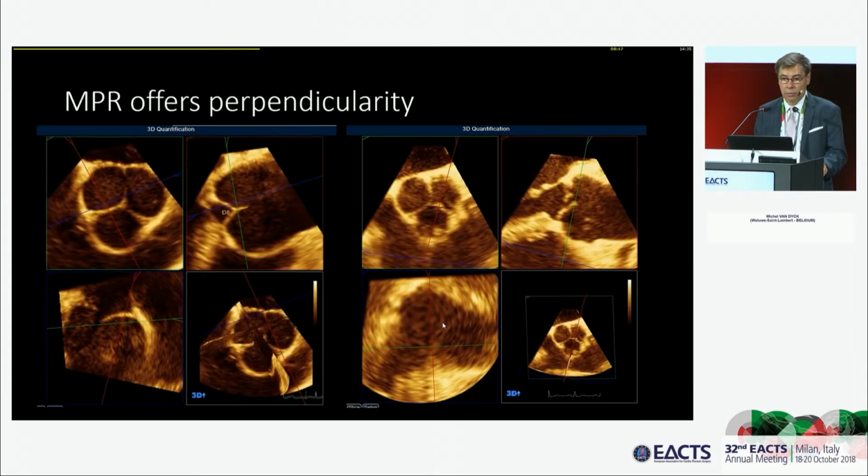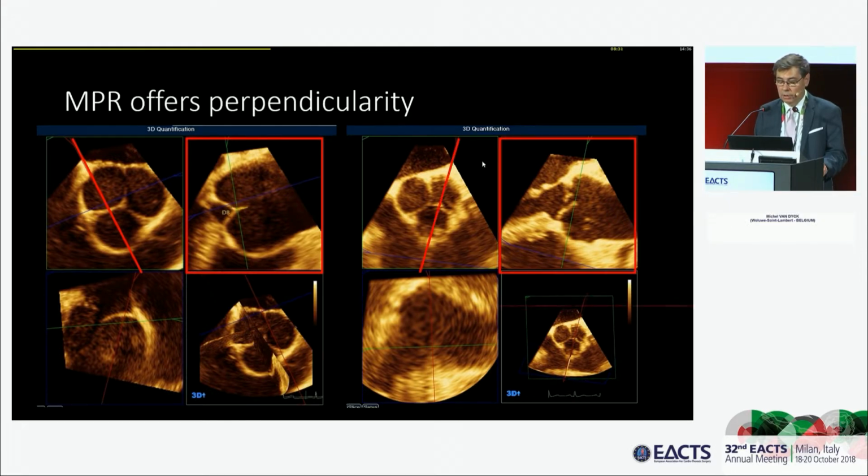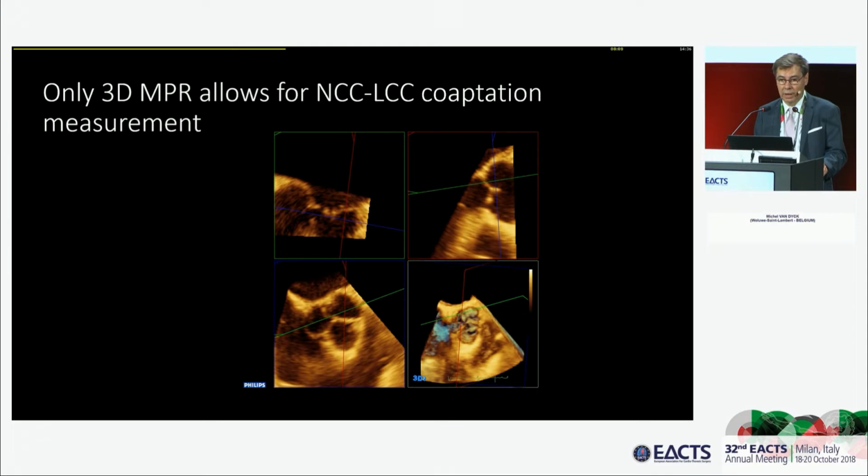So that's why we also need to use MPR, because only MPR offers a good perpendicularity to the coaptation, and here we are sure that we are measuring a true value of coaptation between the non and the right coronary cusps, and here we can look at the coaptation between the left and the right coronary cusp. And look here, there is the fibrous band, and here we clearly see that the posterior cusp, which is the left one, is prolapsing. So it discloses a prolapse of the left coronary cusp. So clearly, MPR is very useful. And moreover, MPR is the only way we have if we want to measure the coaptation between the non and the left coronary cusp, which we cannot do with 2D echo.